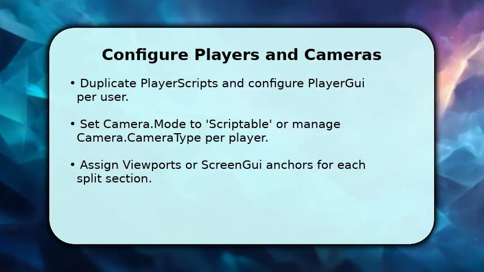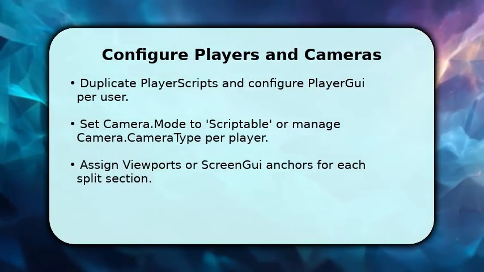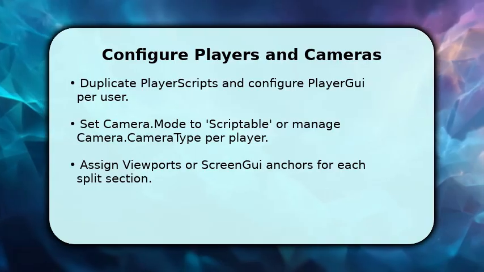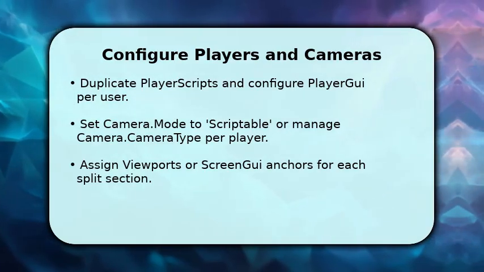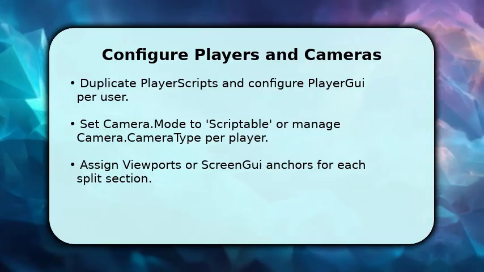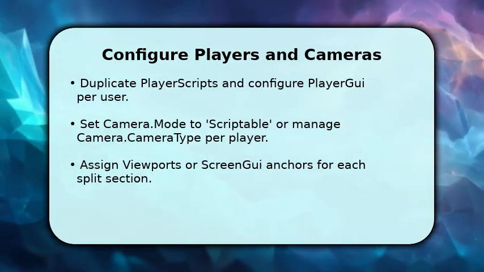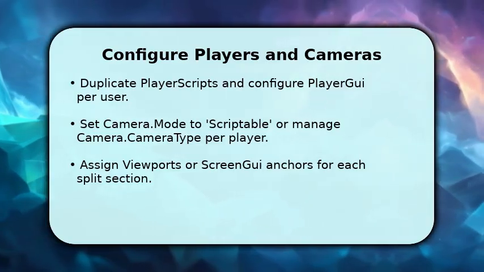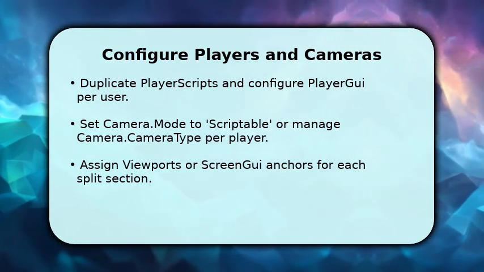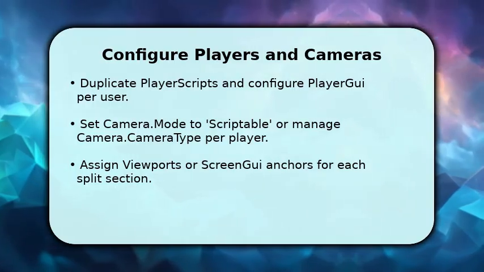Next, you set up the multiple player views and camera control that create split screen. Duplicate or adapt player scripts so each connected controller gets a unique player instance. Then adjust player GUI to create separate viewports or screen GUIs for each user. Make sure to set camera mode to scriptable or explicitly set camera type per player so cameras do not fight.